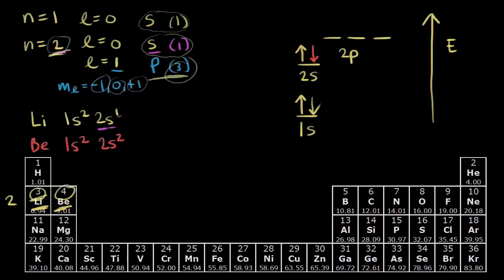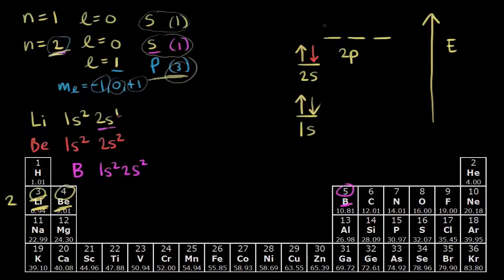So when we move on to the next element, which is boron over here. Boron has 5 electrons. So let's write the electron configuration for boron. Well, so far we have 1s2, 2s2. But that only takes care of 4 electrons. We need 5. So where does the 5th one go?